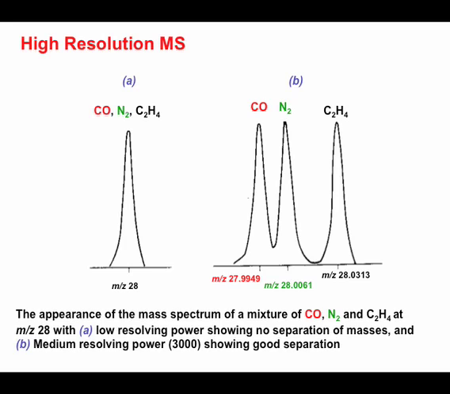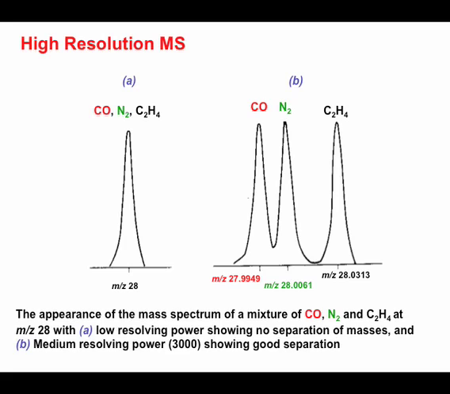Let me show this on this example. We have the first peak. This is high resolution MS. So when we have a mass of 28, we can find CO, N2 and C2H4. So, and then we say mass is 28.